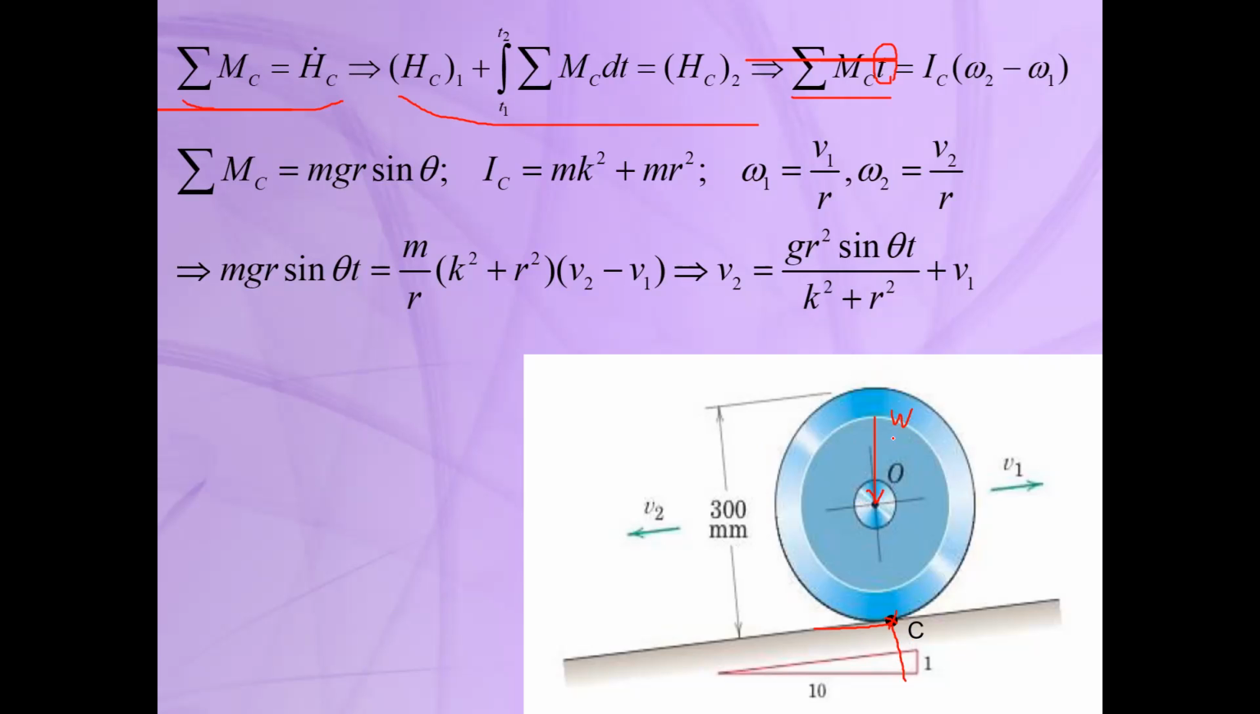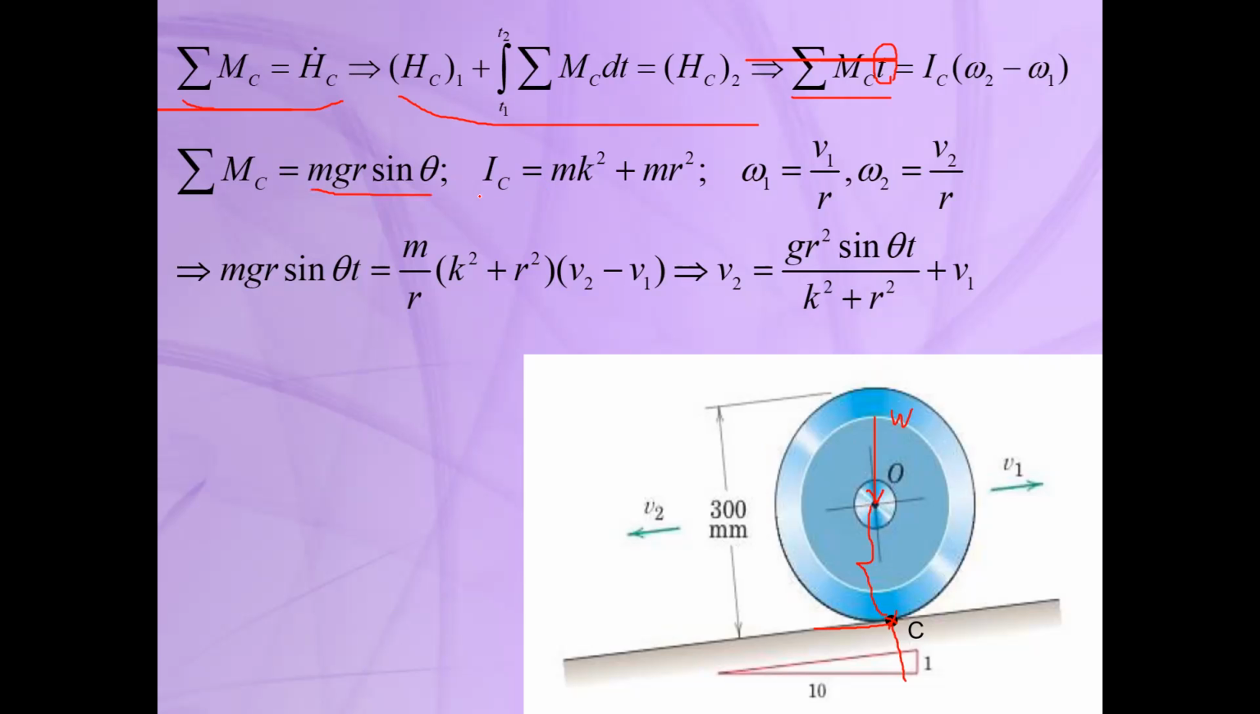Only the parallel component of W, or mg, will create a moment, and it is equal to mg sine theta. The moment is equal to mg sine theta times the arm, which is this length. The arm is this radius, r. So this is the moment about point C.